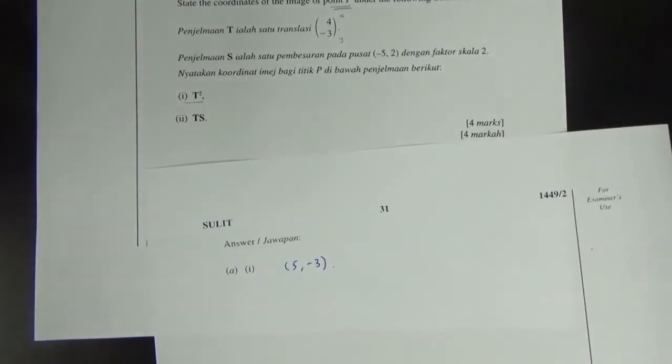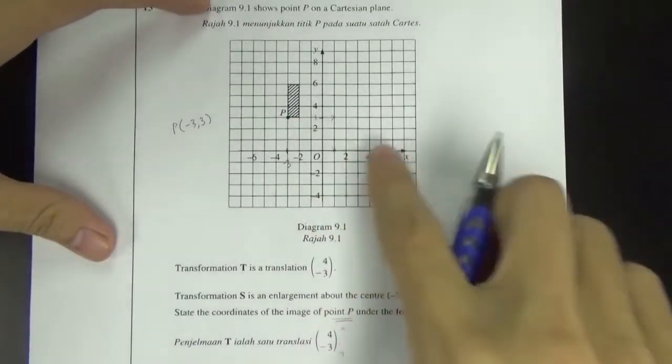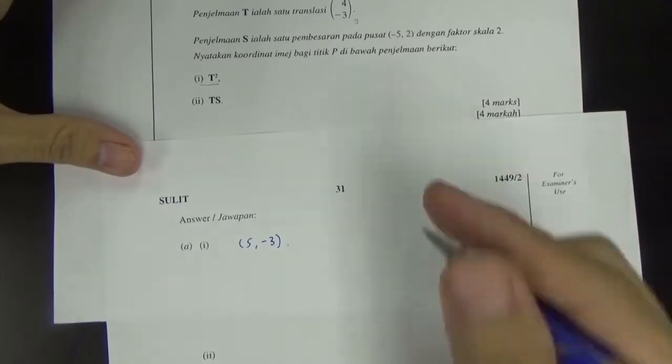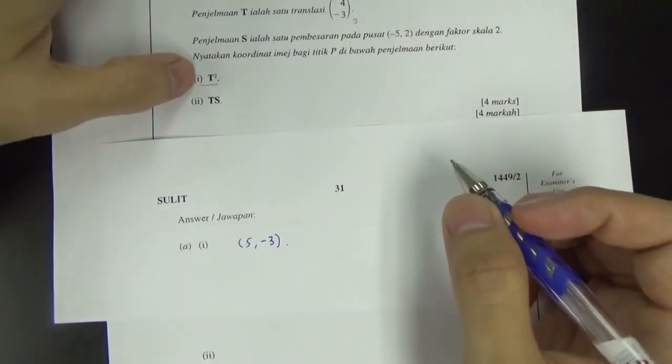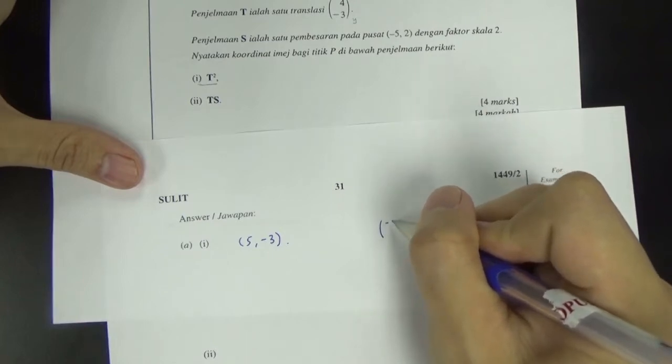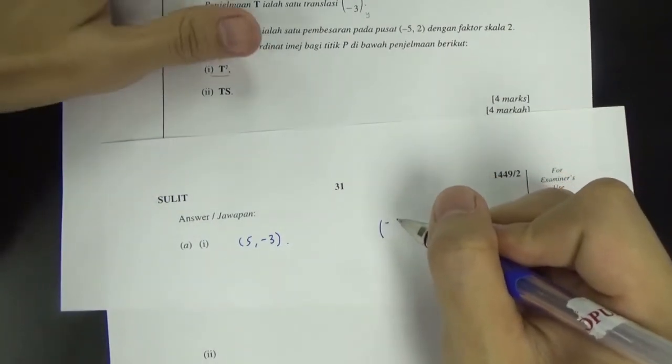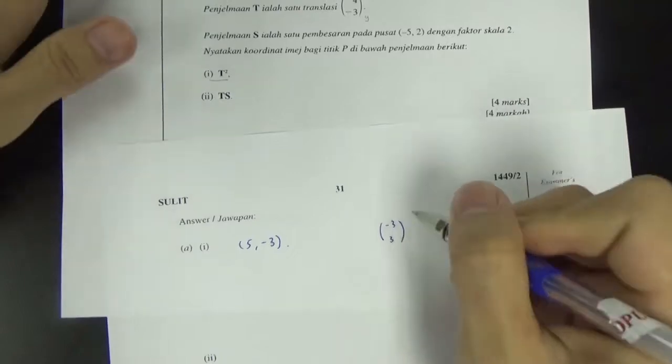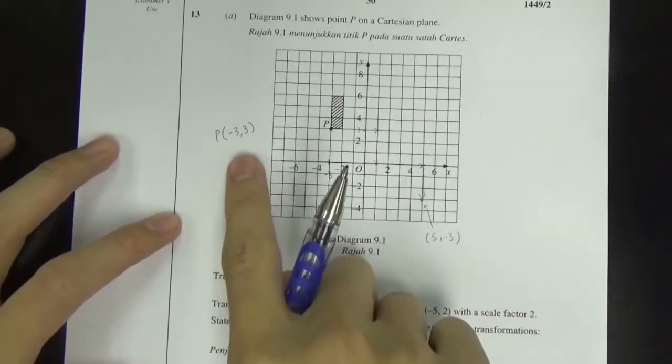Alright, now the steps. Earlier we were doing the graphical way. We can actually do it using matrix. So the point P has a coordinate of -3 and 3. So this is -3 and 3.